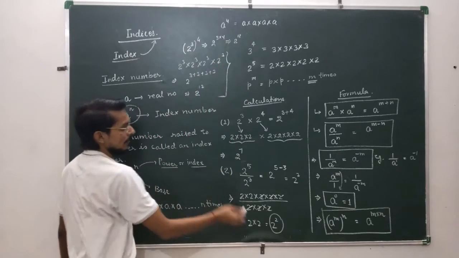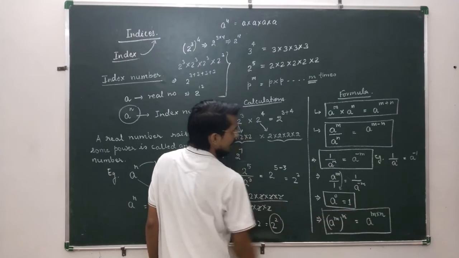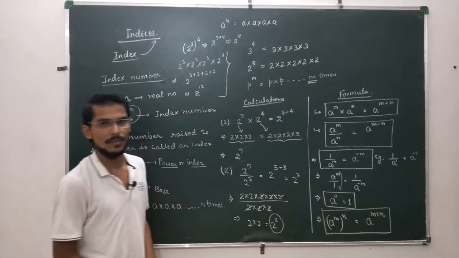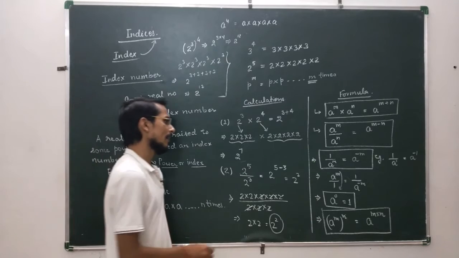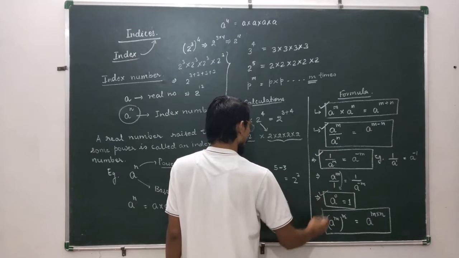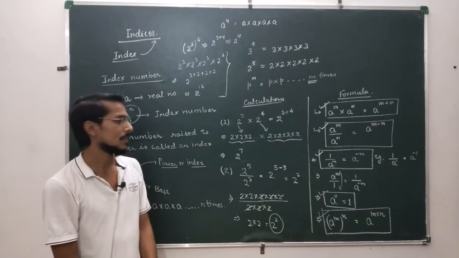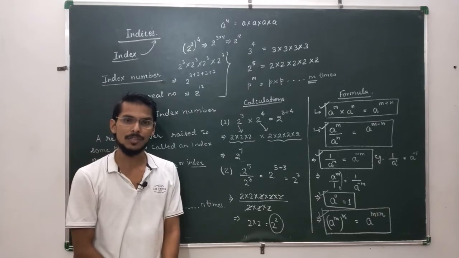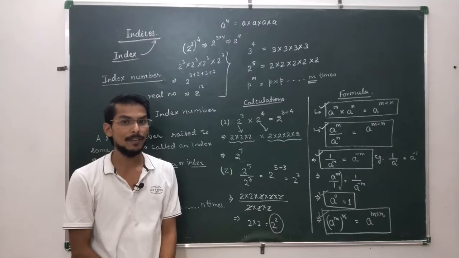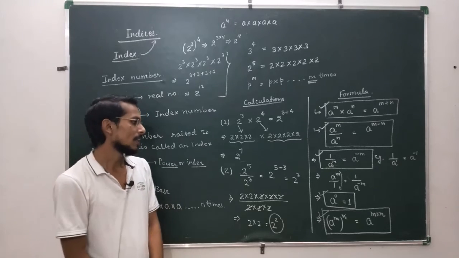So this is the formula. A raised to the power m raised to the power n is equal to a raised to the power m into n. Okay. So I have written here 1, 2, 3, 4 and 5. These are 5 important formulas which we will use in the exercise. There is one more formula in which we have different base but same power. Okay. That is only one case.